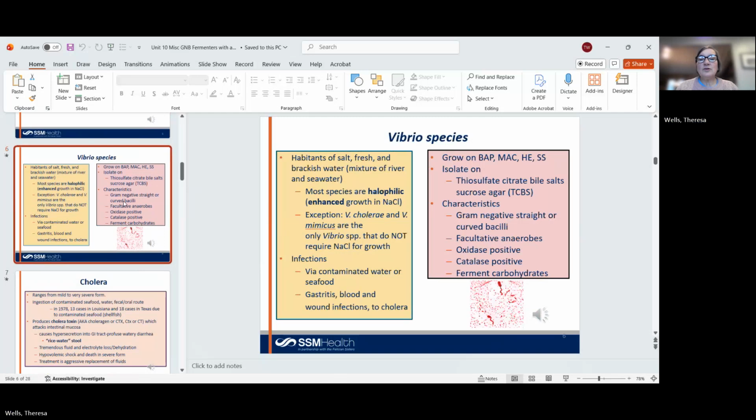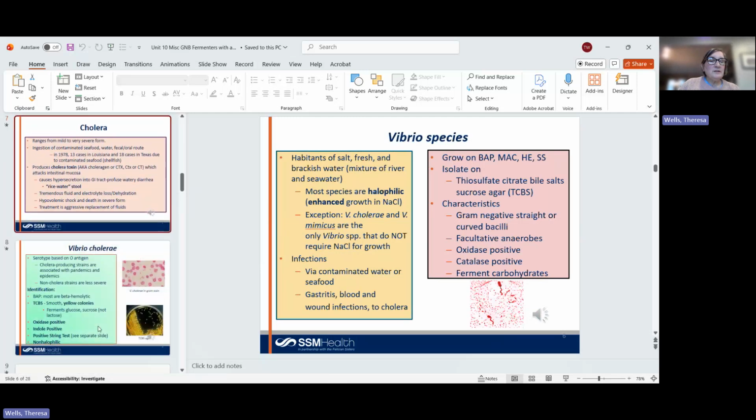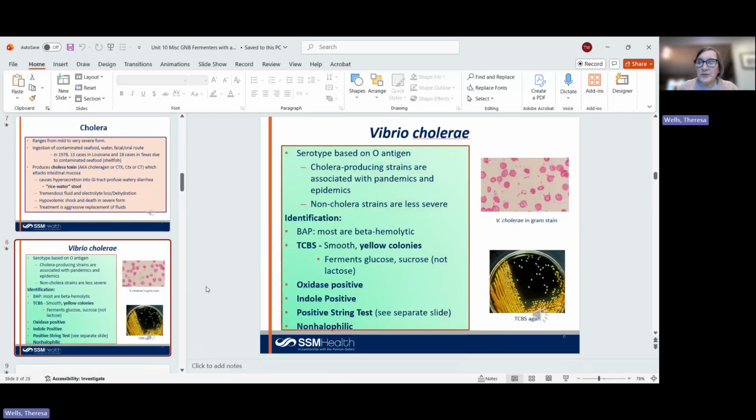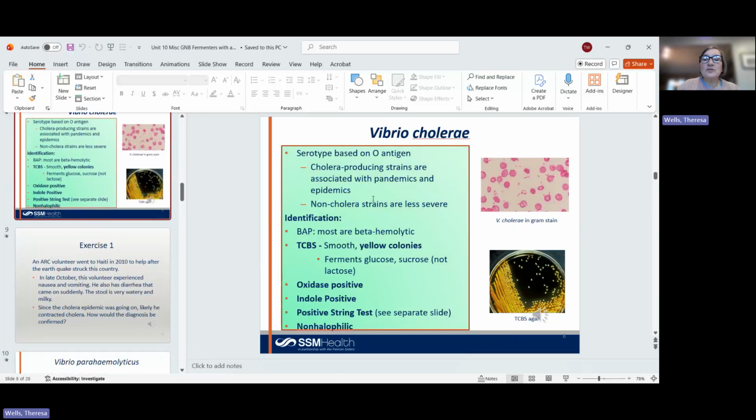Obviously, Vibrio is known for several different organisms. Vibrio cholerae is the one that we talk about because it causes that very, very serious infection of cholera. So I would familiarize yourself or re-familiarize yourself with how we can identify Vibrio, okay? By gram stain, the special media such as the TCBS we use, and additional biochemical tests: oxidase, indole positive, and the string test is useful as well.